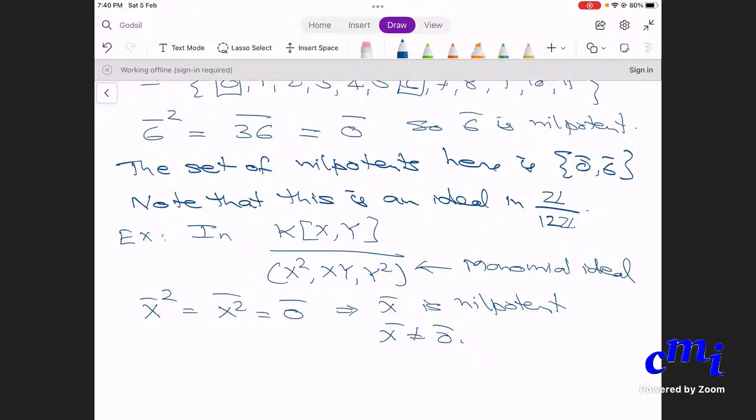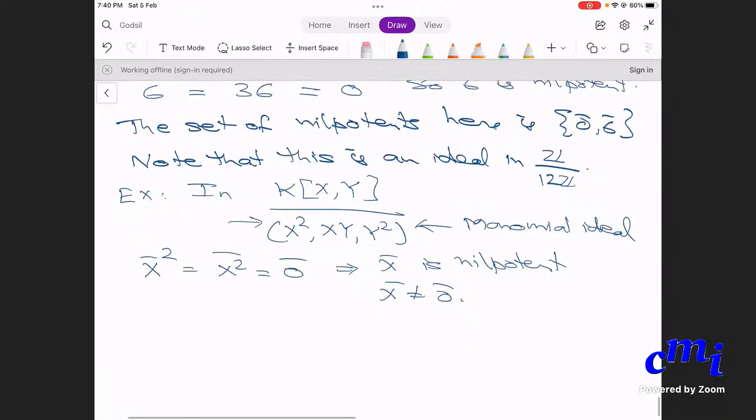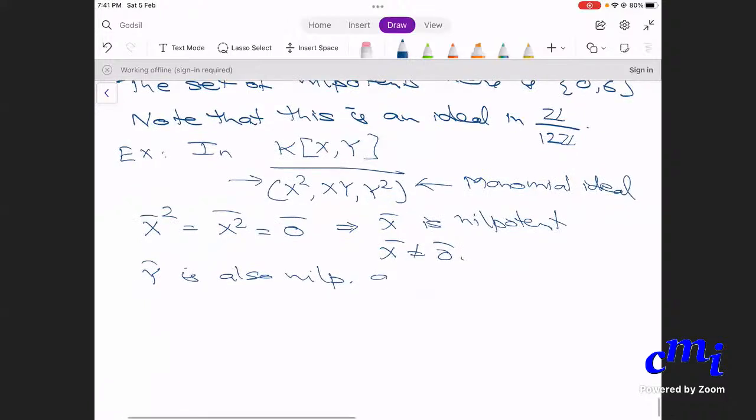So x bar is not 0 because x doesn't belong to this ideal. The ideal generated by x squared, xy, and y squared does not contain x. x you cannot write as a combination of degree 2 polynomials, right? So we have a non-zero nilpotent. Similarly, y bar is also nilpotent. xy also. xy is 0 in this ring, but I'm not interested in 0. I'm interested in non-zero nilpotents. y bar is also nilpotent and non-zero.